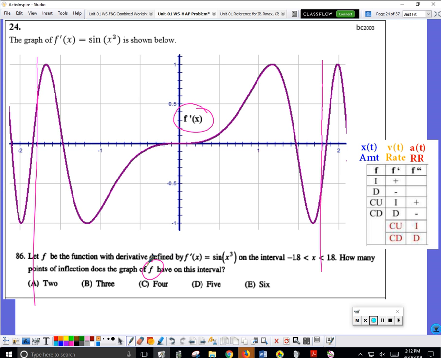I do this a lot all year. I take and put my hands in front of me. I know this looks silly, but I think it helps me. In one hand, I have f prime. Okay? That's what I'm looking at. In the other hand, I'm trying to answer a question about f. So I need to keep that straight in my head. I'm looking at f prime, but I'm answering a question about f.